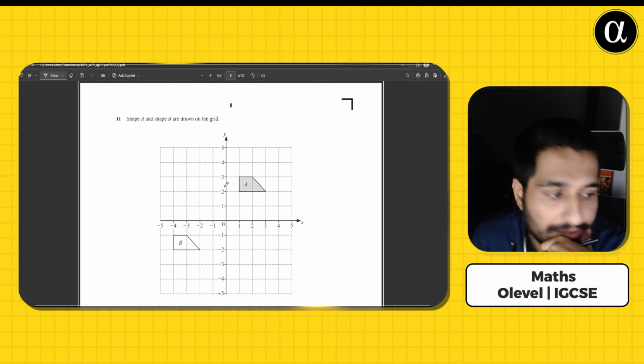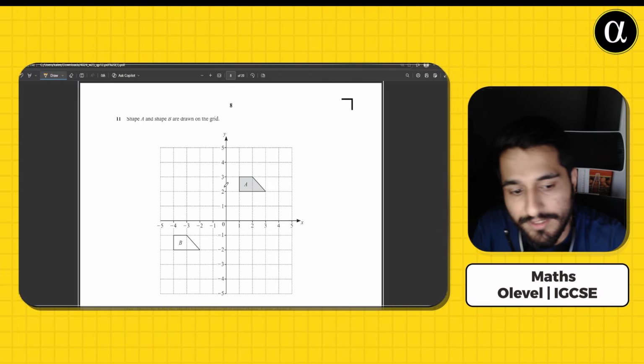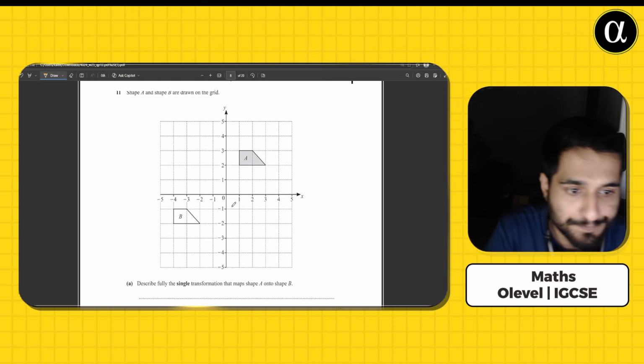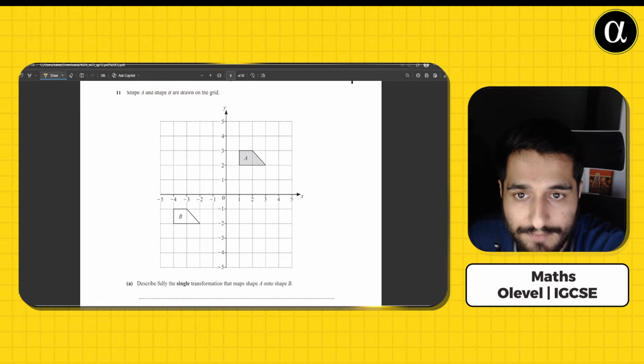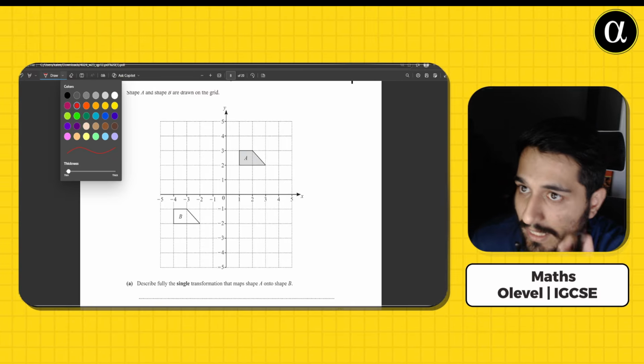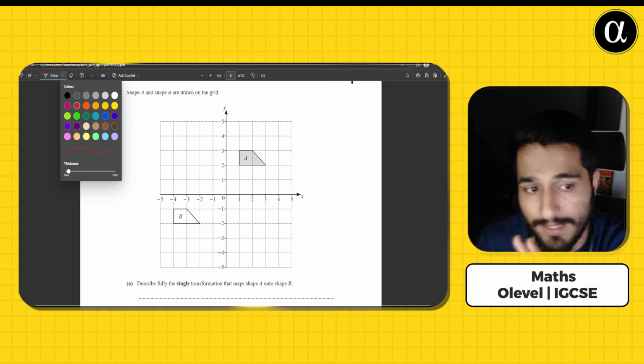Question 11. It says shape A and shape B are drawn on the grid. Describe fully the single transformation that maps shape A onto shape B. Now, the first thing that we need to have a look at is, is the size the same? Yes, the size is the same, hence it's not going to be an enlargement. The base is 2, the height is 1, the height is 1, hence this is not an enlargement.